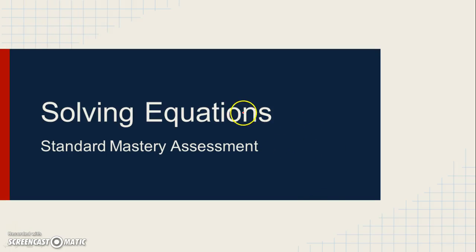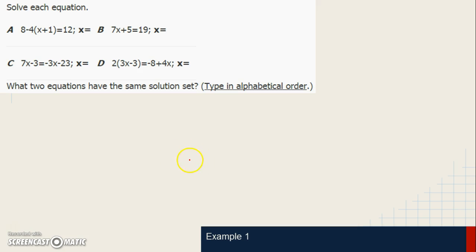Okay, today's video is going to be about solving equations. This is a mastery assessment. So, let's go ahead and get into the only example that we will have today.